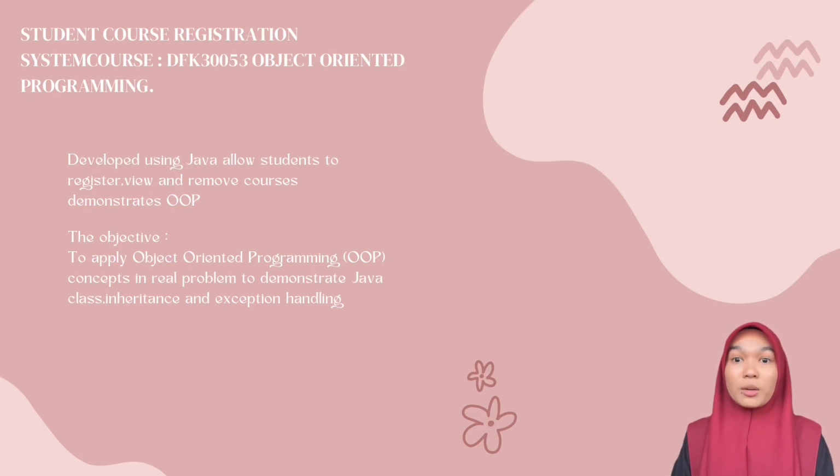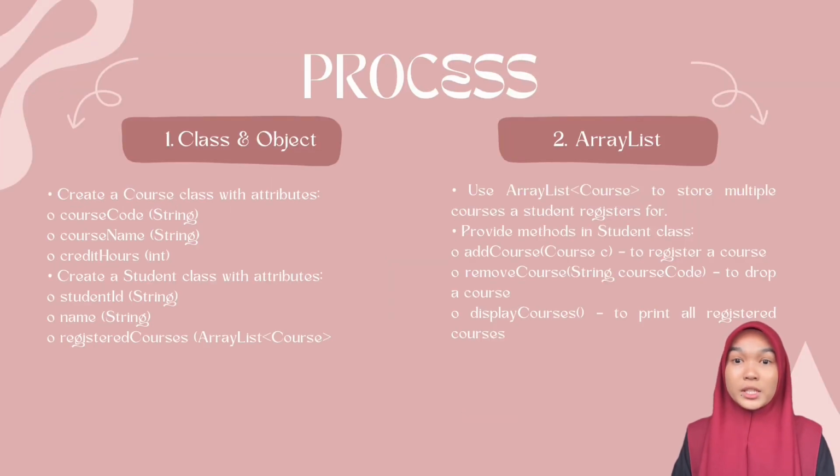Our project was developed using the Java programming language and applies object-oriented programming concepts such as classes, objects, inheritance, and exception handling. First, the course class includes 3 main attributes: course code, course name, and credit hours. A constructor is used to initialize these values, and each course can be displayed using a simple print method. This represents the class and object concept, where each object created represents one real course.